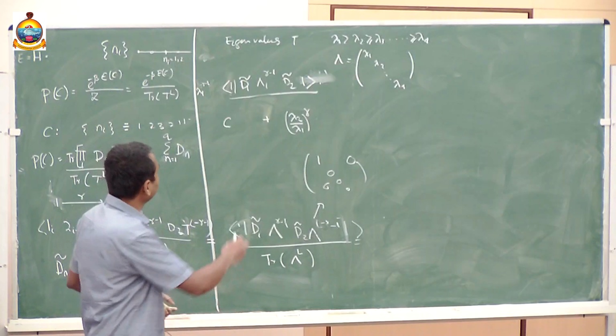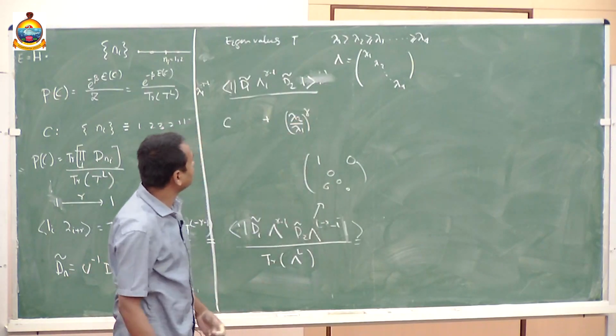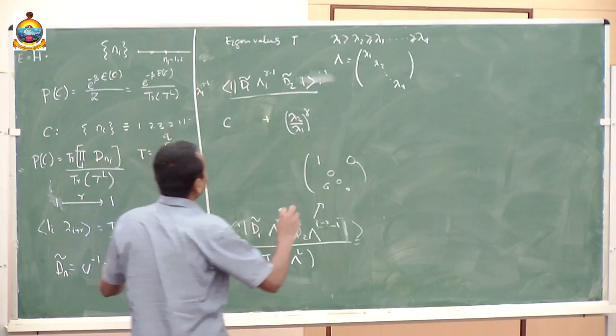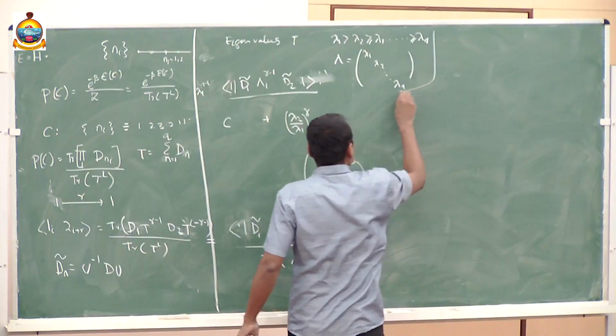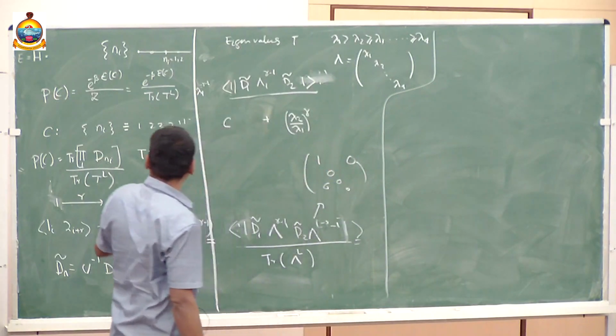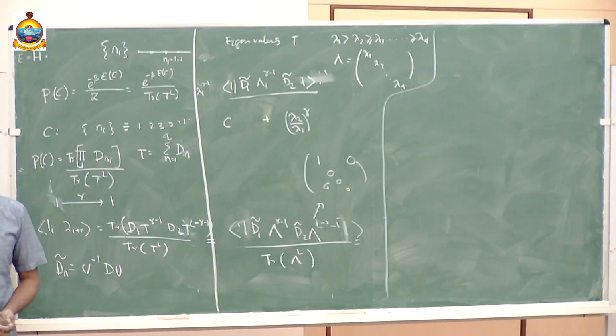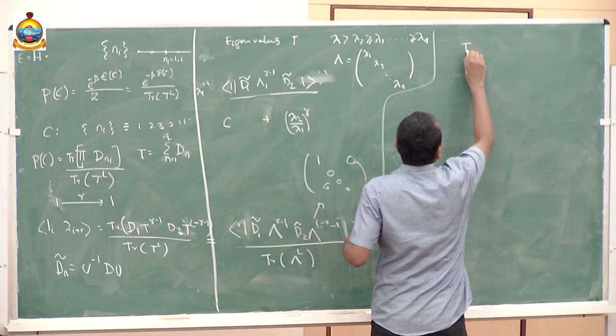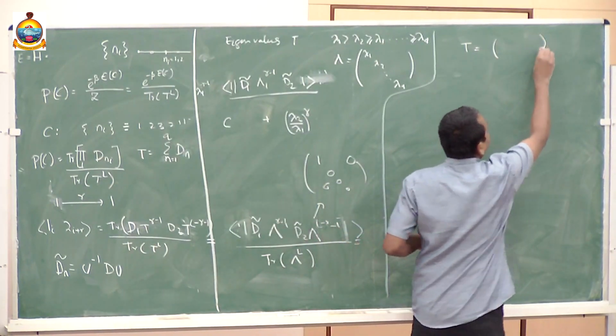Okay, because lambda 2 is strictly less than 1. So this is the general formulation of the problem. Now the question is that this will work only when you know these d's. I'll give you an example: the transfer matrix in the Ising model.